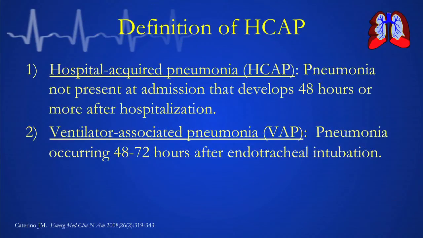So what qualifies you for hospital or healthcare acquired pneumonia? Hospital-acquired pneumonia is pneumonia that's not present on admission that develops 48 hours or more after hospitalization. Ventilator-associated pneumonia, again, not present on admission, but it occurs 48 to 72 hours after endotracheal intubation.